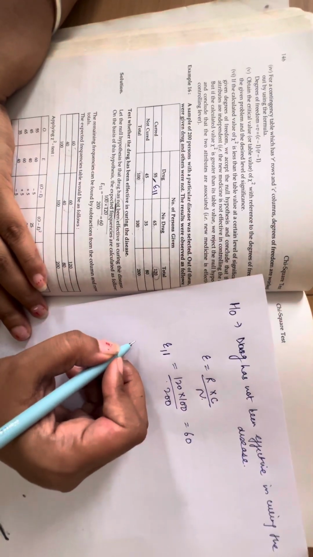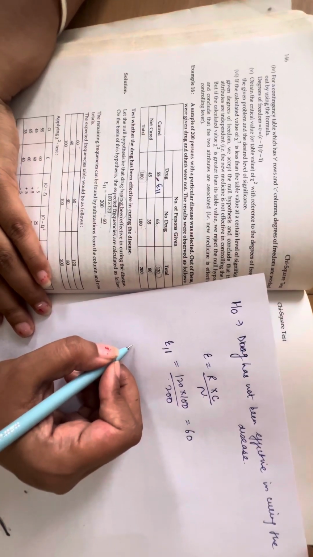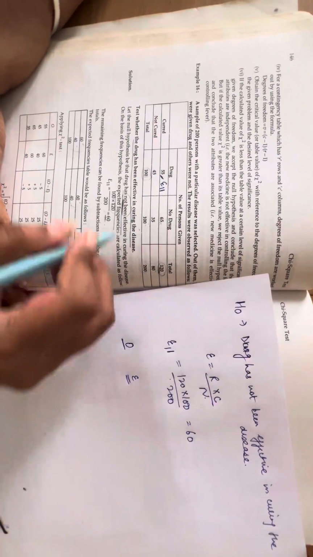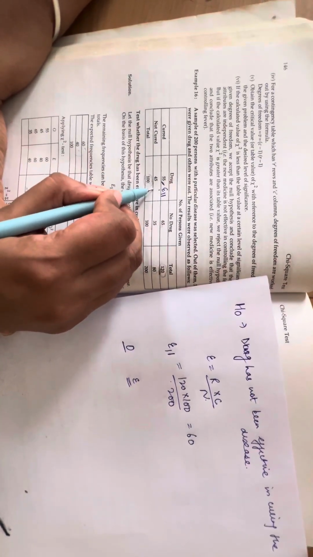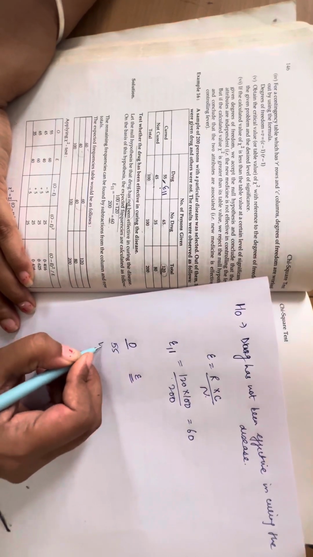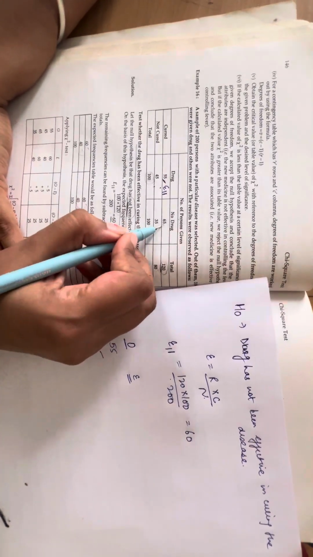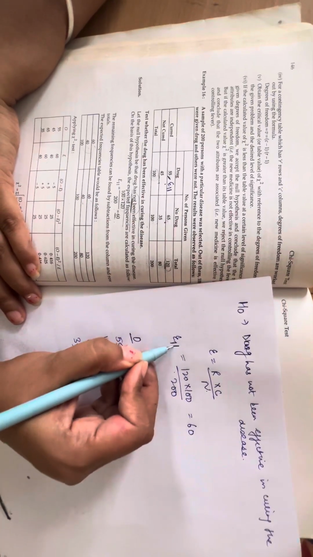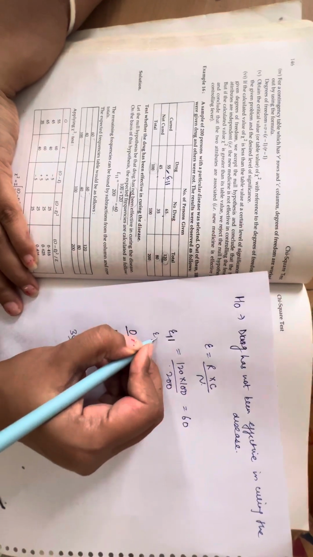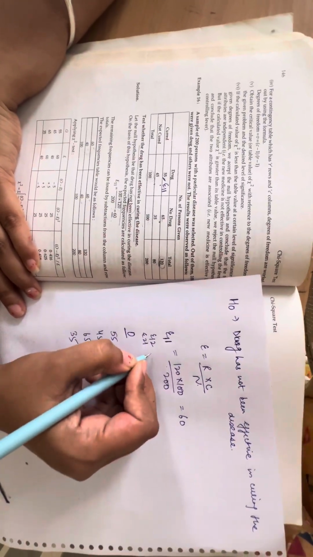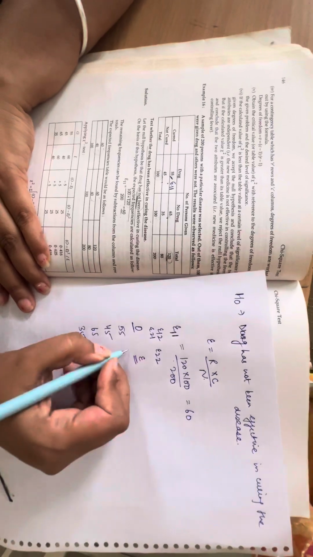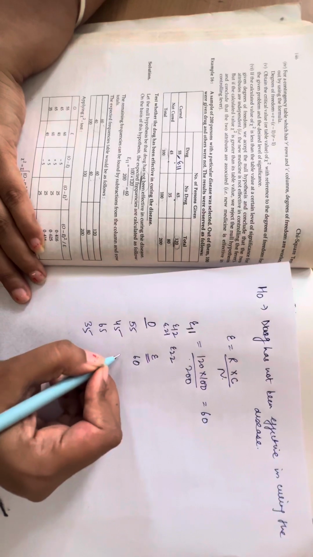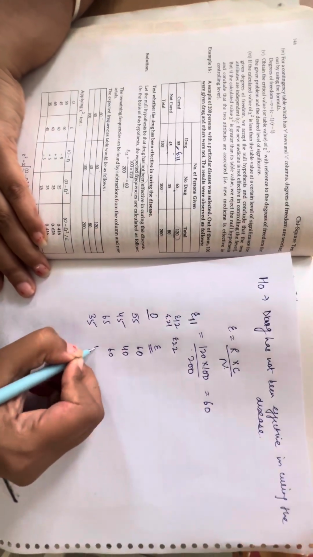So the expected frequency I would like to write down in this manner. Here it is O, and here it is E. O: 55, 45, and after that no drug 65, 35. The way I have calculated E11, you have to calculate E12, E21 and E22. In this way you will get the expected values: first 60, then 40, then 60, then 40.